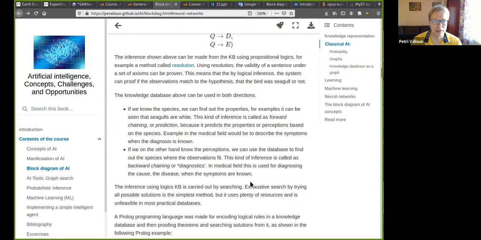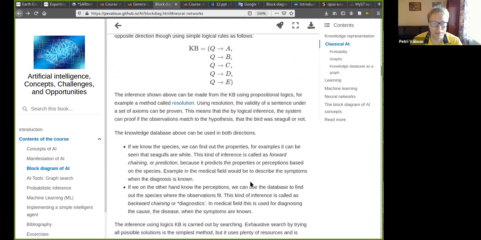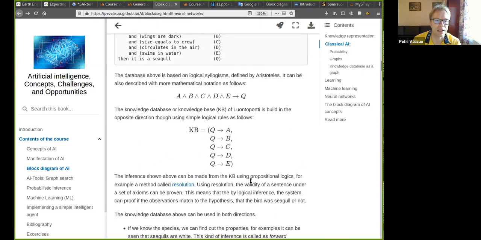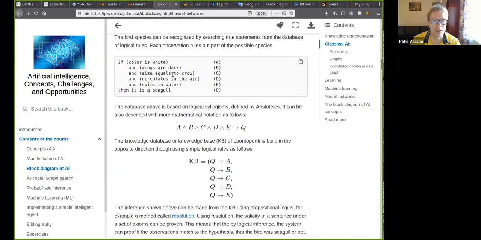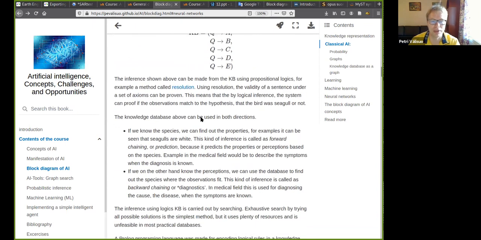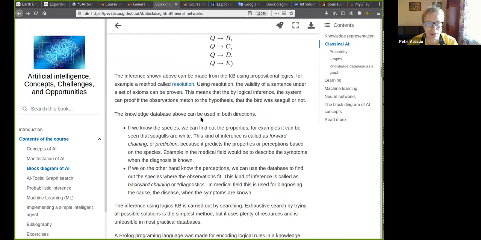And there is a reasoning that you can do from the hypothesis. If you, for example, have a hypothesis that this bird was a seagull, and then you want to prove it from this database, because you know that it was white, it has the dark wings, it has size equal to crow. You can do it in a program in two different ways. One is called forward chaining, and the second one is called backward chaining.